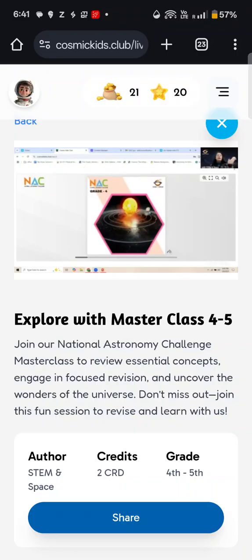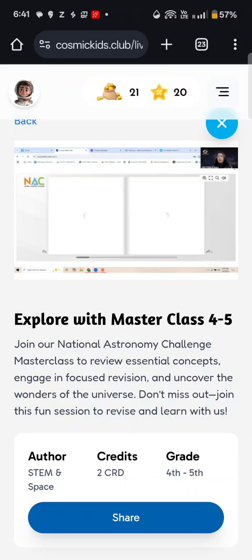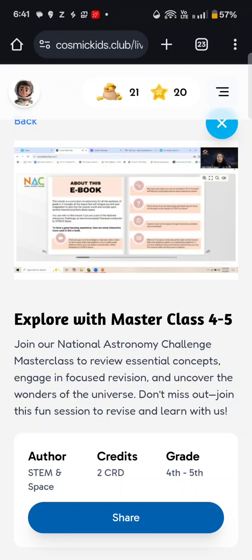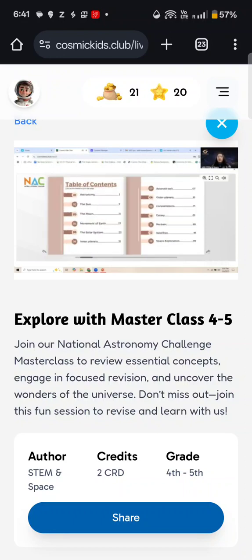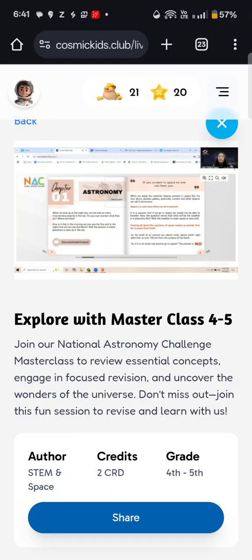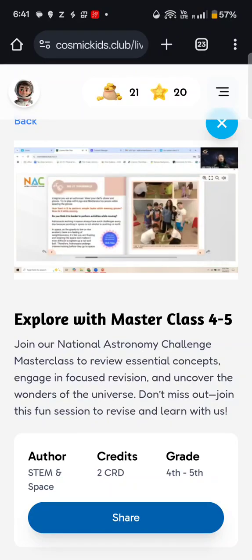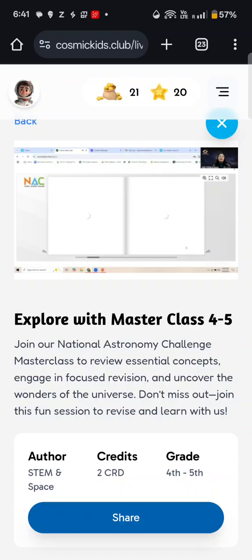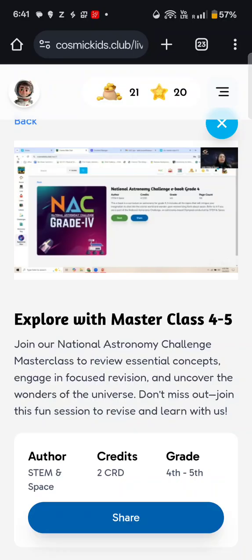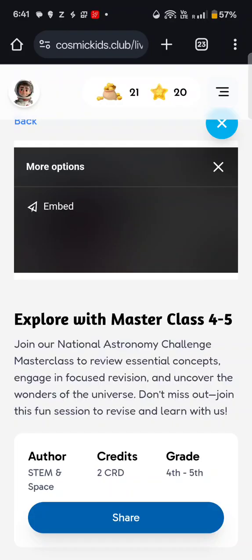I'm just showing you the book. This is how the book opens up, just like a real book. We have the index. There are approximately 13 chapters in grade 4. As you go ahead, you have the basics of astronomy, a little bit about the solar system, planets, galaxies, and all these things. Similarly, if I go to class 5th, we have the same thing. I'll quickly show you class 5th also.